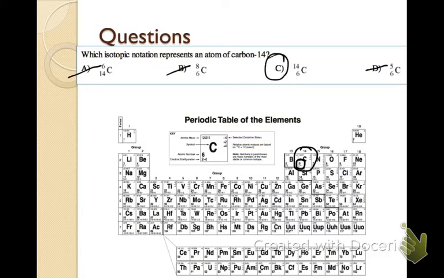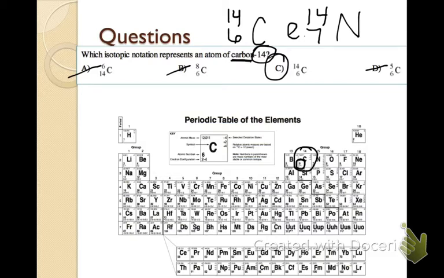Sometimes you might see answers like 14, 6C and then 14, 7N. So say for example, this was choice E. Even though the 14 is on the top, that's fine, but they're not going to be representing carbon because we have a completely different element and a different number of protons.